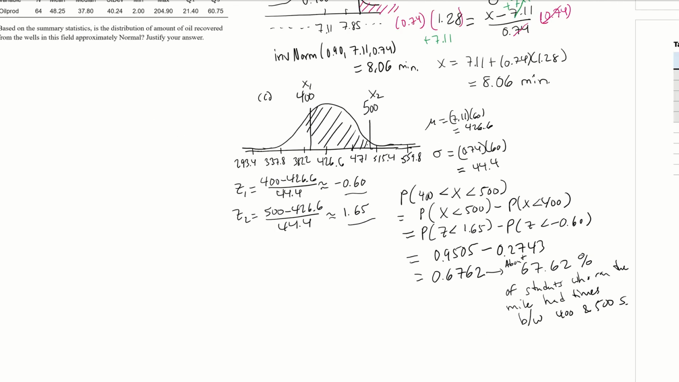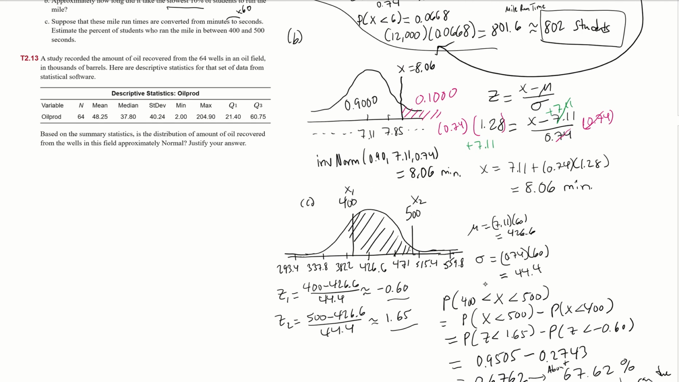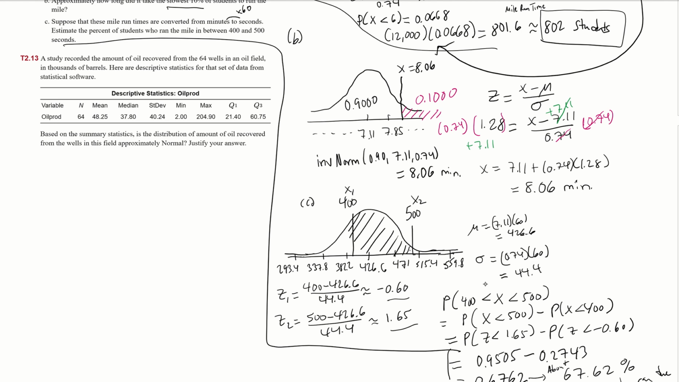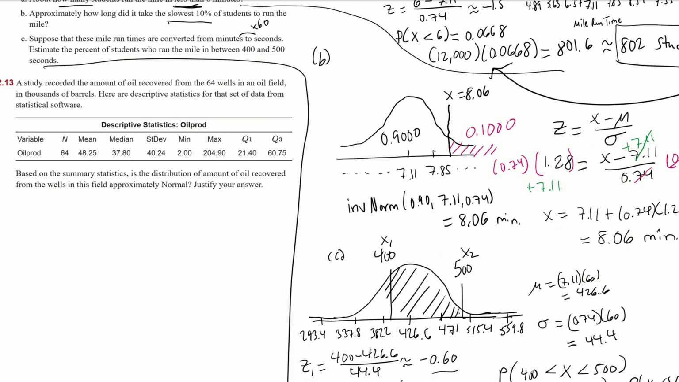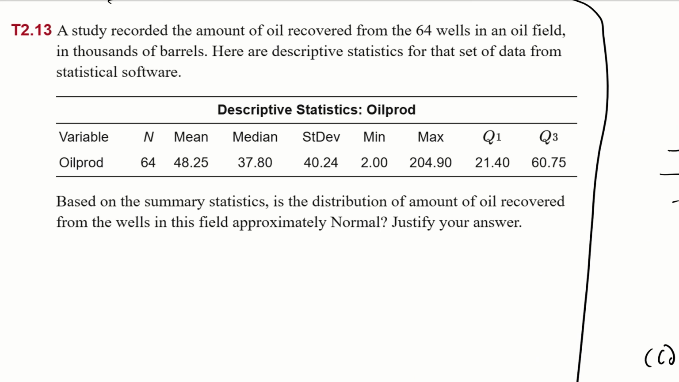So there you go. All right, now let's look at solely number 13, just that question. A study recorded the amount of oil recovered from the 64 wells in an oil field, in thousands of barrels. Here are descriptive statistics for that set of data from statistical software. They did the number summary for the variable, which is oil production. Our sample size is 64 wells, and so on and so forth.